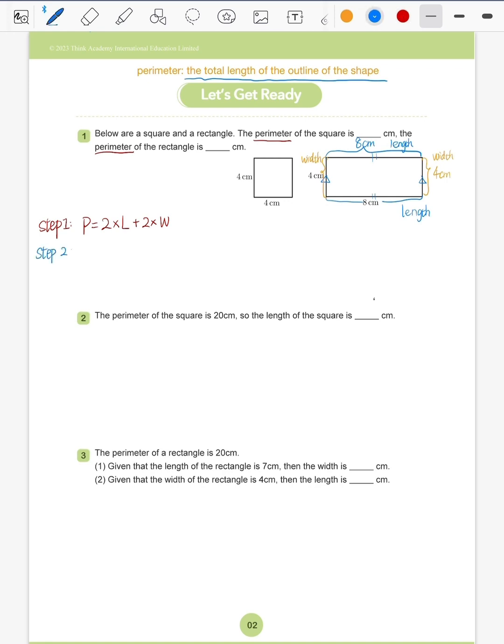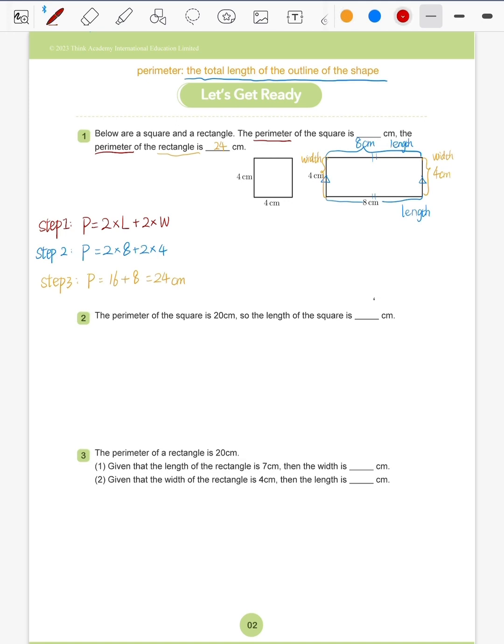Then we can go to step 2. We can put the numbers in this formula. And the perimeter will equal 2 times 8 plus 2 times 4. And then we can go to step 3. We can calculate. The perimeter of the rectangle will be 2 times 8 is 16 plus 2 times 4 is 8. And it will equal 24 centimeters. Does it make sense? And then we can fill in the blank. So the perimeter of the rectangle is 24 centimeters. And then let's go to the square.